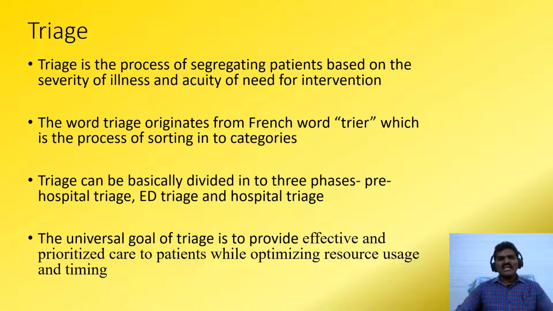So, what is triage? Triage is a process of segregating or separating patients based on the severity of illness, how sick they are, and how acutely they need any intervention for life-saving measures to bring them back to normal. The word triage has originated from a French word, trier. Trier means the process of sorting into categories.